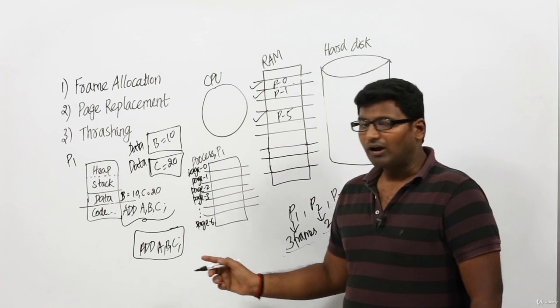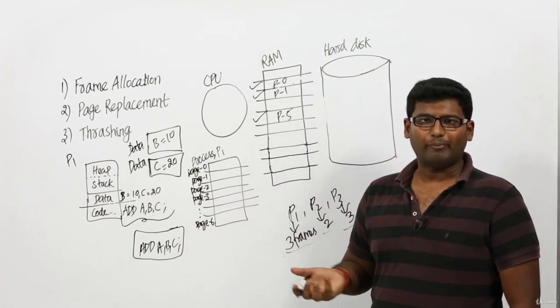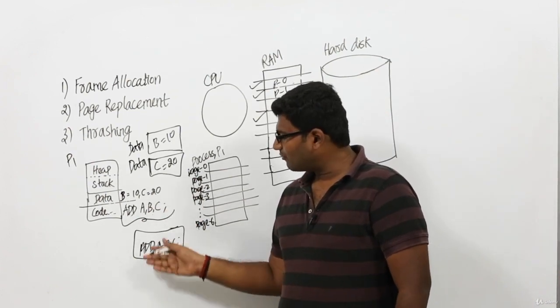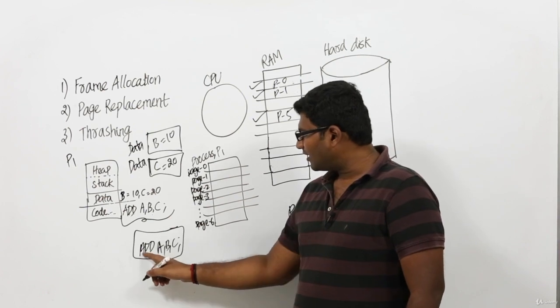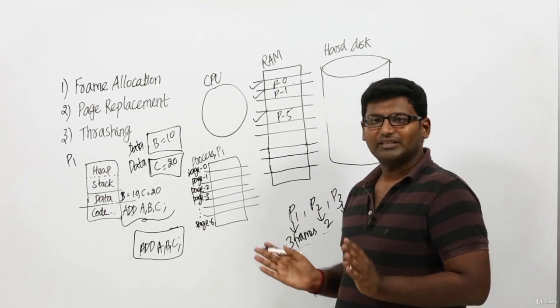Also, this page will not only have this instruction, it will also have some more instructions, right? That is what we mean by program. Program is nothing but a collection of instructions. So we are going to have a lot of lines of code. Among them, one of the lines is add A, B, C. Fine. So as of now, we have a lot of pages in our process.